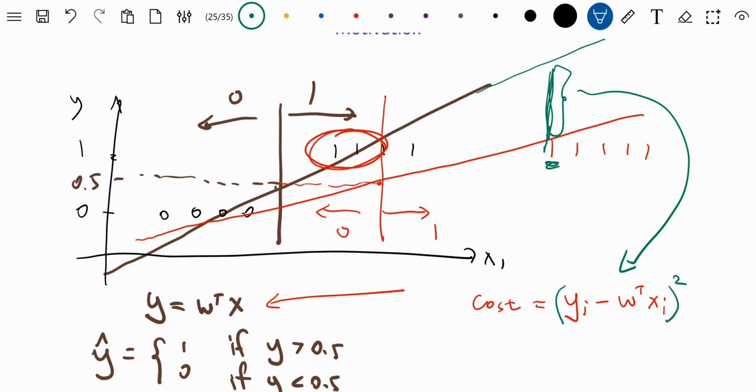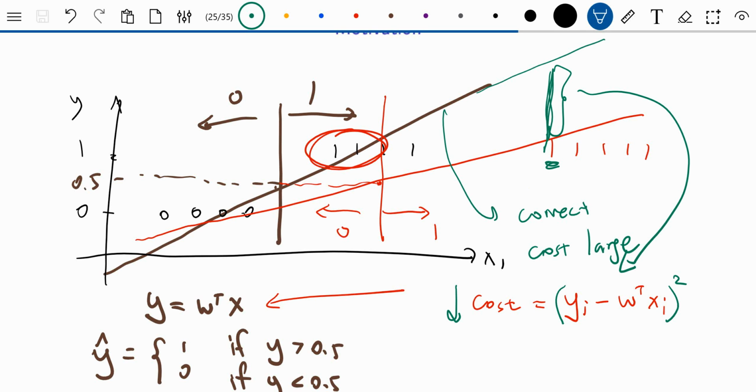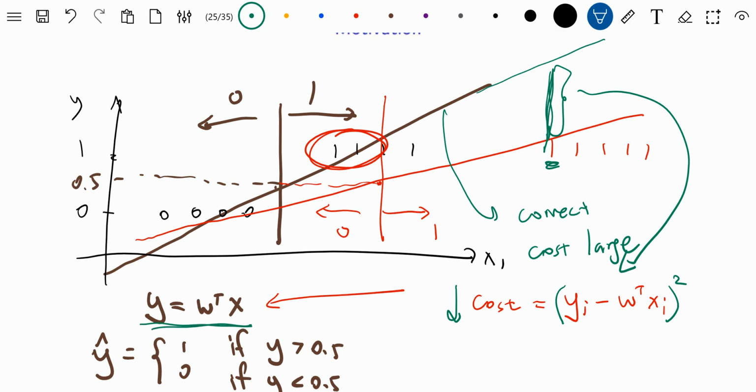These points, according to the original line, are classified correctly, but the cost is very large. So in order to minimize the cost, it would change the line so that it gets closer to something that's already classified correctly. That's the main problem with least squares. That's the main reason why, with binary classification, you cannot just run a linear regression and then somehow convert it to either 0 or 1.